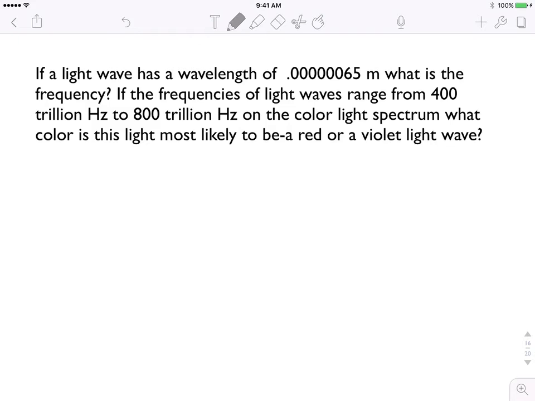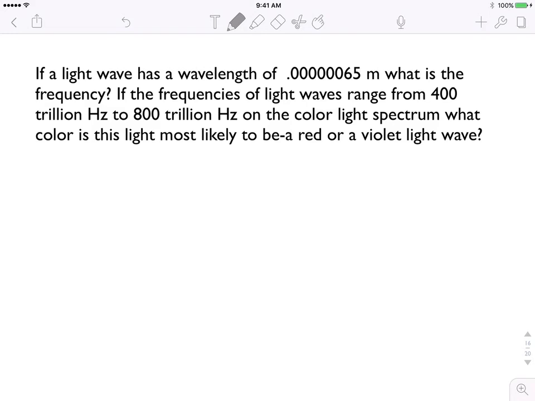All right, next one. If a light wave has a wavelength of 0.00000065 meters, what is the frequency? If the frequencies of light waves range from 400 trillion hertz to 800 trillion hertz on the color light spectrum, what color is this light most likely to be, a red or a violet light wave?